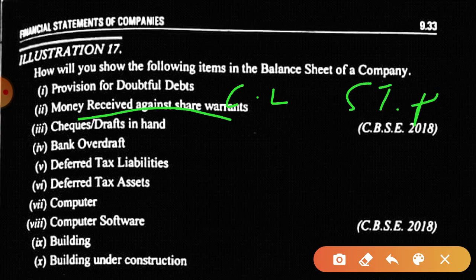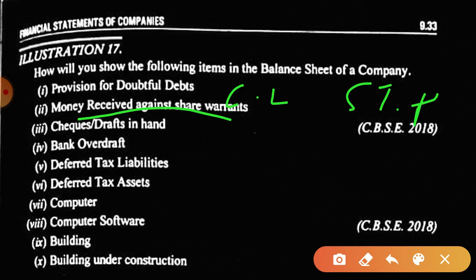Money received against share warrants, where will it be treated? It will be treated under shareholders' funds. And will there be any subheads? No, there won't be any subheads. Then cheques and drafts in hand, yes, they are current assets and shown under the subhead cash and bank balances.